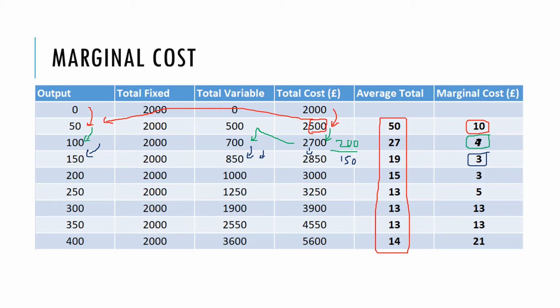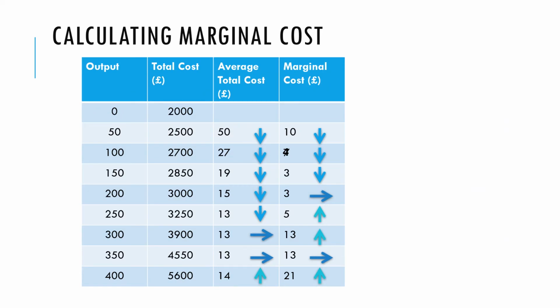So if we look at the relationship here, we can see marginal cost is going down, and then it's starting to rise as we get towards the end here. So we've calculated our marginal cost, and we can see what's happening to the average cost and marginal cost in this table, just as we discussed before. Now let's look at the relationship between the two. Can we spot any trends here, any relationship between the average cost and the marginal cost?